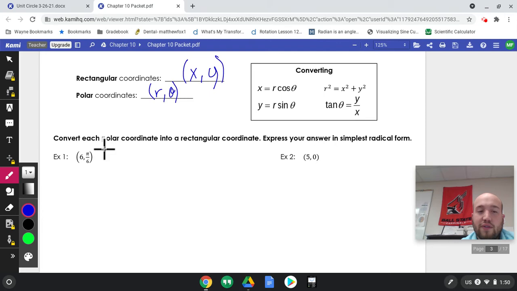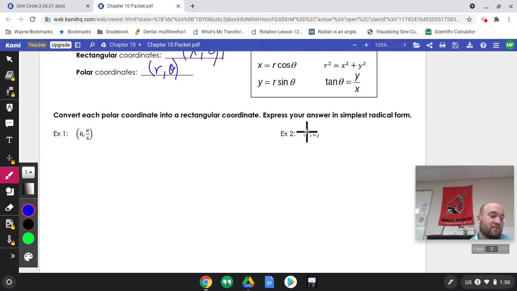So to start off on the front side here, it says convert each polar coordinate into a rectangular coordinate. Keep in mind, it looks the same whether it's in polar or rectangular, so it's important you look and see if it tells you which one you have. And then we're going to express our answer in simplest radical form. So this first one, 6, pi over 6. We're going to plug those in to solve for x and for y.